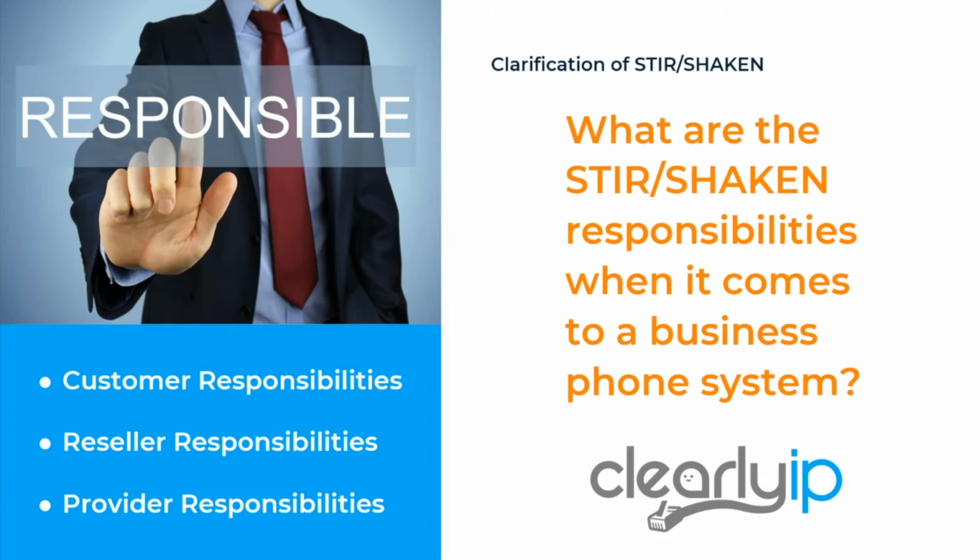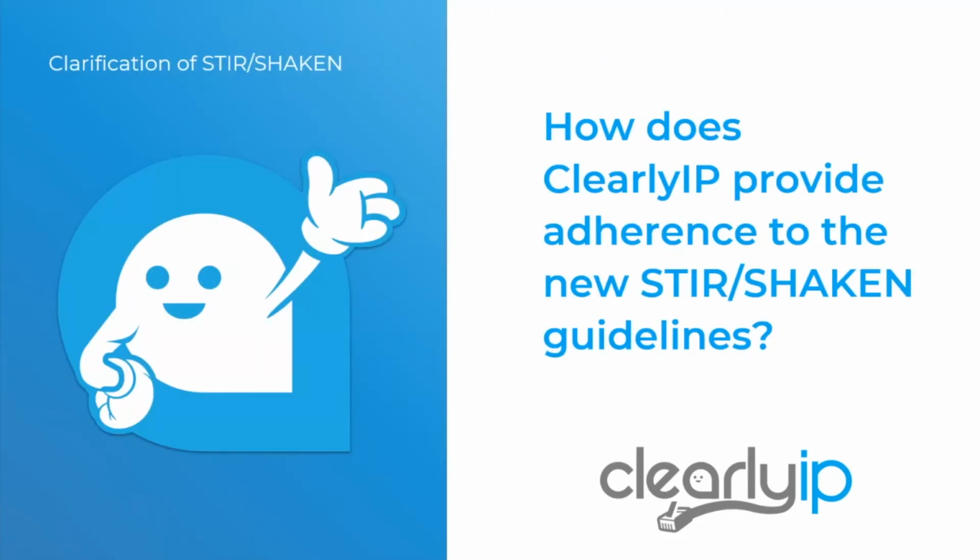Excellent. Okay. And then the provider responsibilities, like what we're doing, that's really where that comes into play, is we're responsible. As we talked about, the originating service provider. So whoever is originating that call onto the network, working with the end customer, is who's responsible to sign that call. Perfect. Next question was, how does ClearlyIP provide adherence to the new StirShaken guidelines?